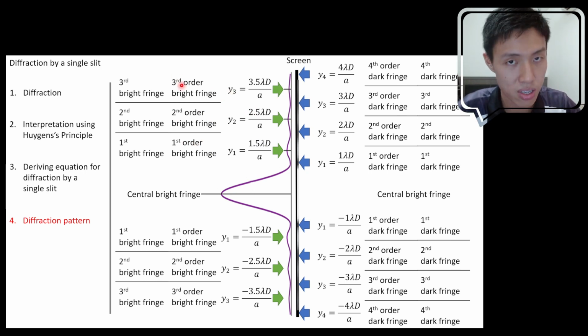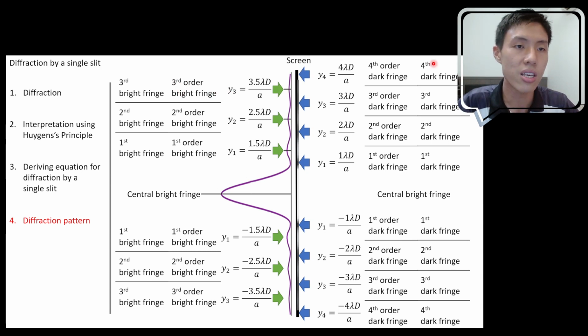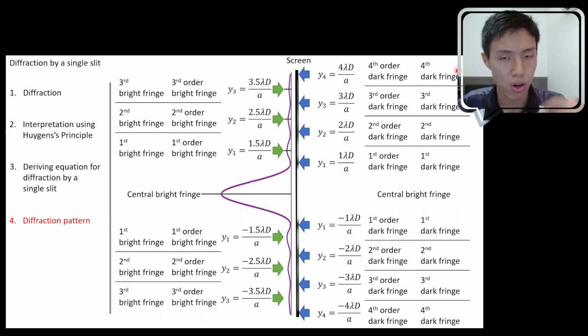Again, if you don't have the word order, you have to count beyond or outside the central bright. This is the first time I see a dark fringe, second time I see a dark fringe, third time I see a dark fringe. So this is the first dark fringe. Second time I see a dark fringe, second dark fringe. Third time, third dark fringe. Fourth time, fourth dark fringe.